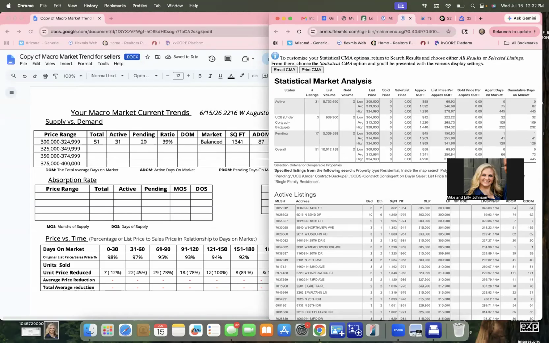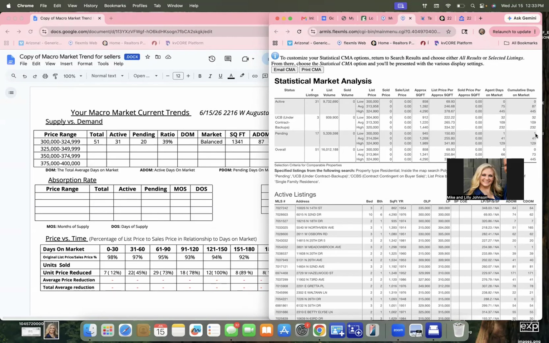And see, that's kind of the issue with UCB, CCBS: the days on market continue to accrue. That's why I try to go pending. The reason agents do UCB or CCBS is because they want to continue to market the property to pick up other buyers. I just don't think that's in the best interest of the seller, so I don't do it. You do whatever you are playing with. And people have different reasons. That's just how I look at it.